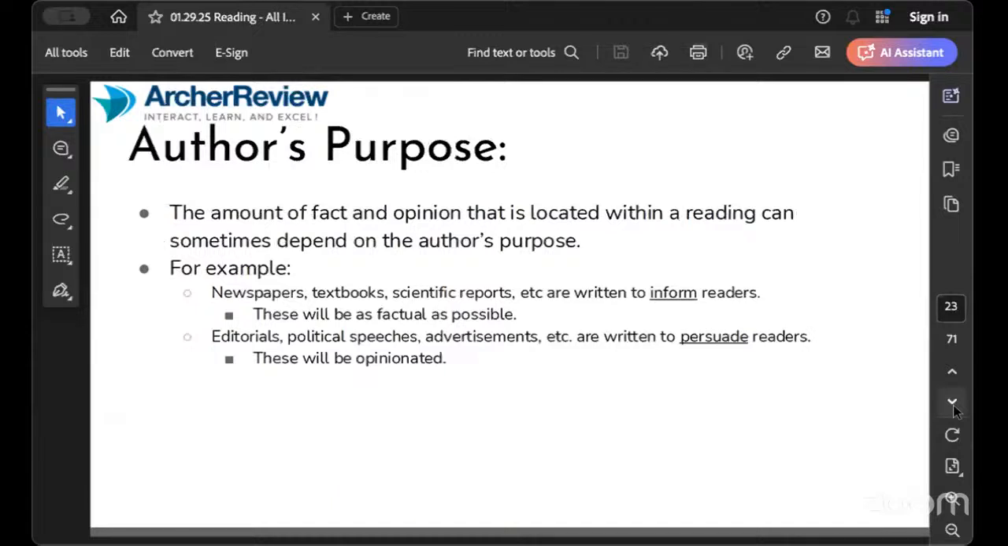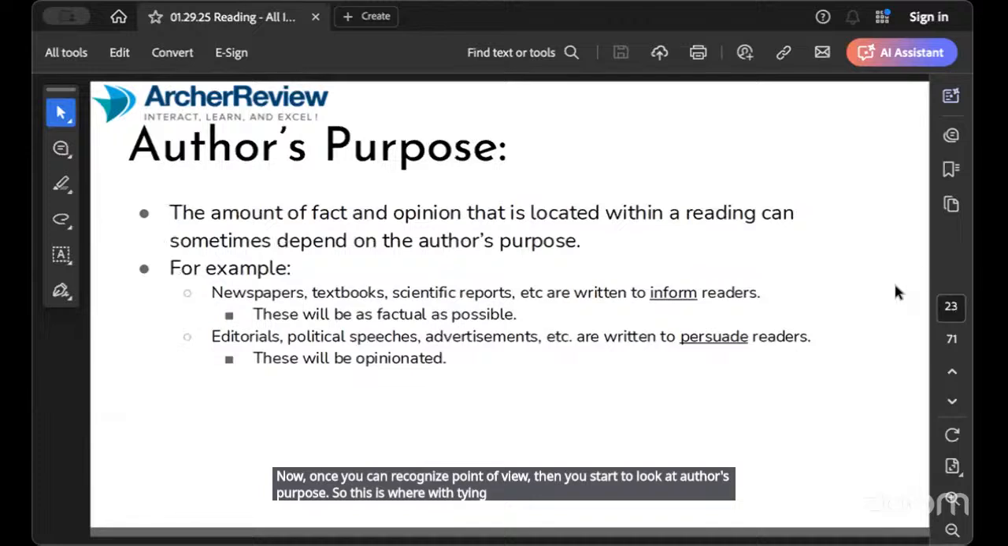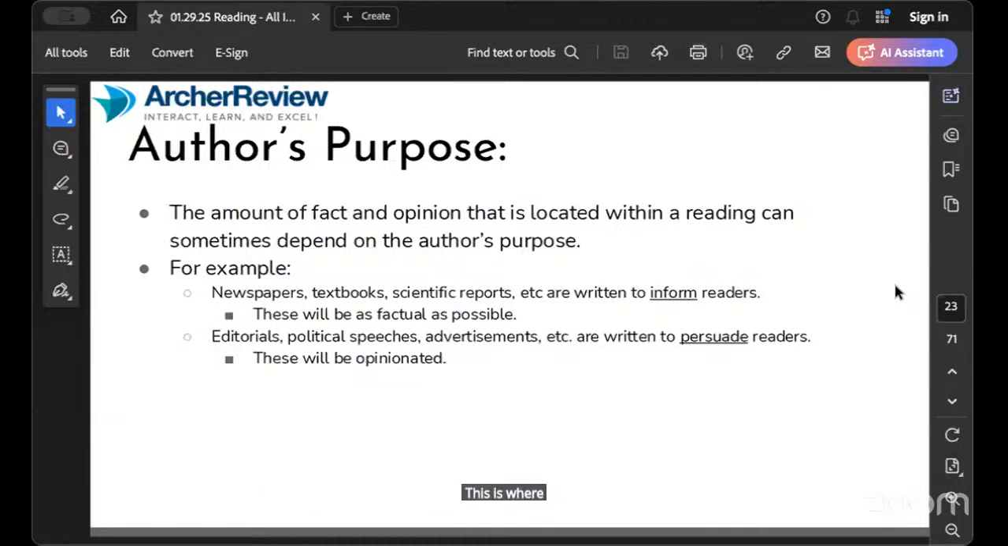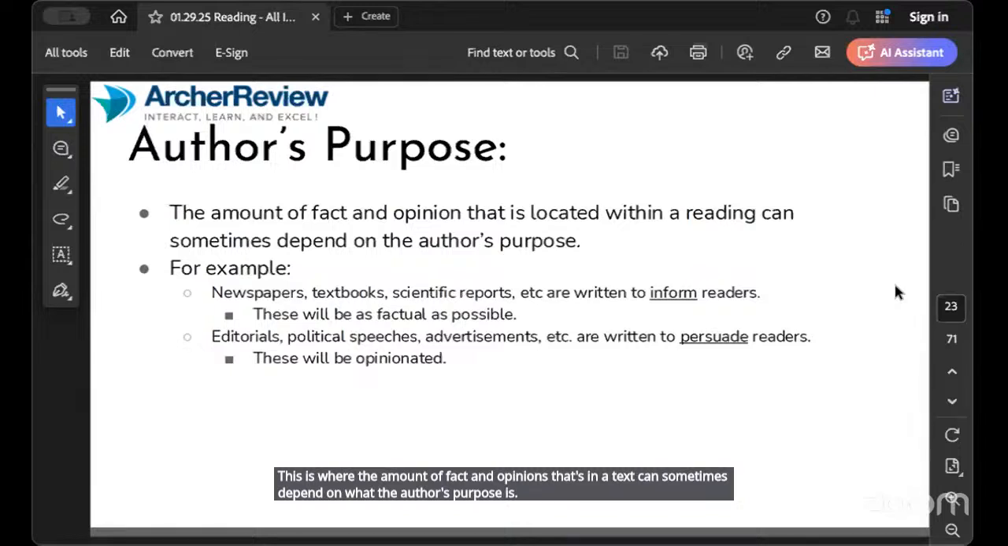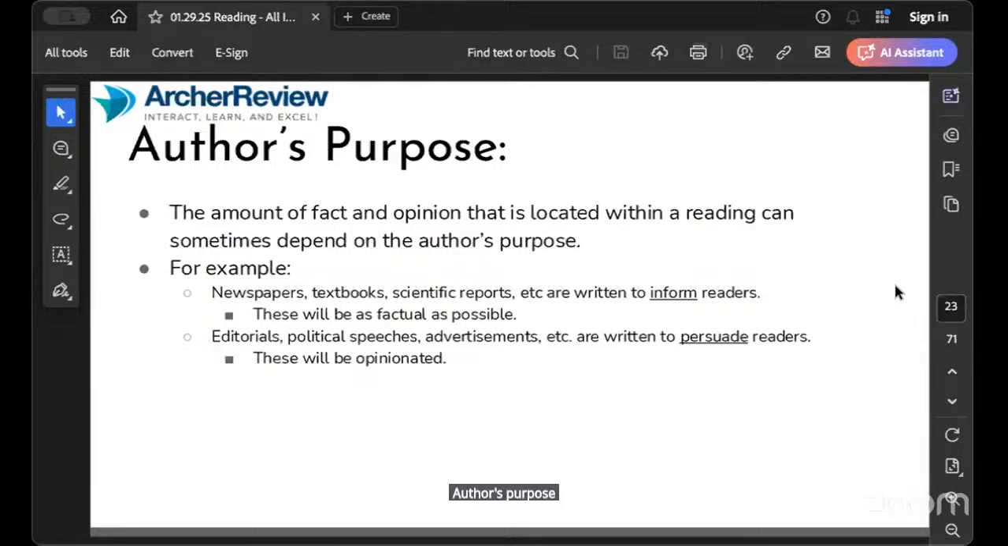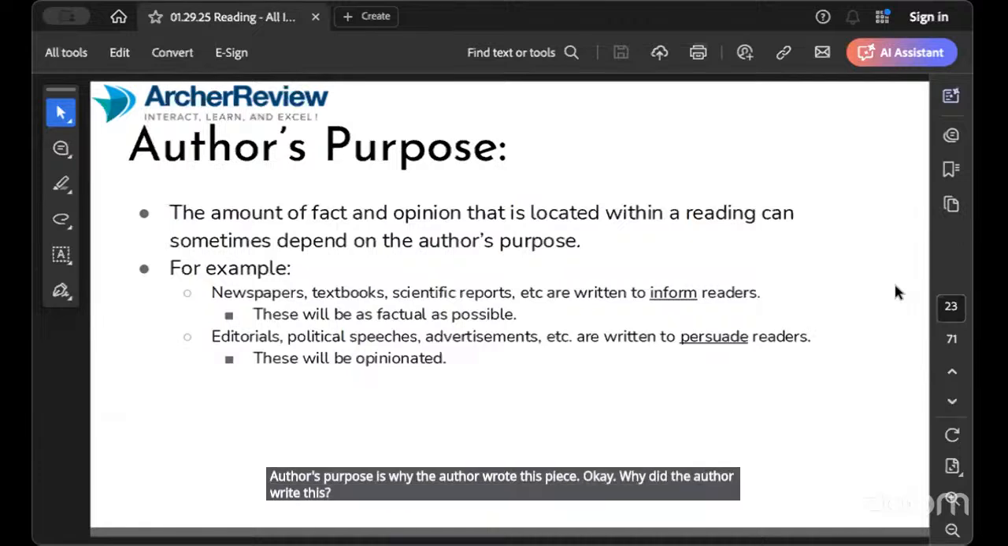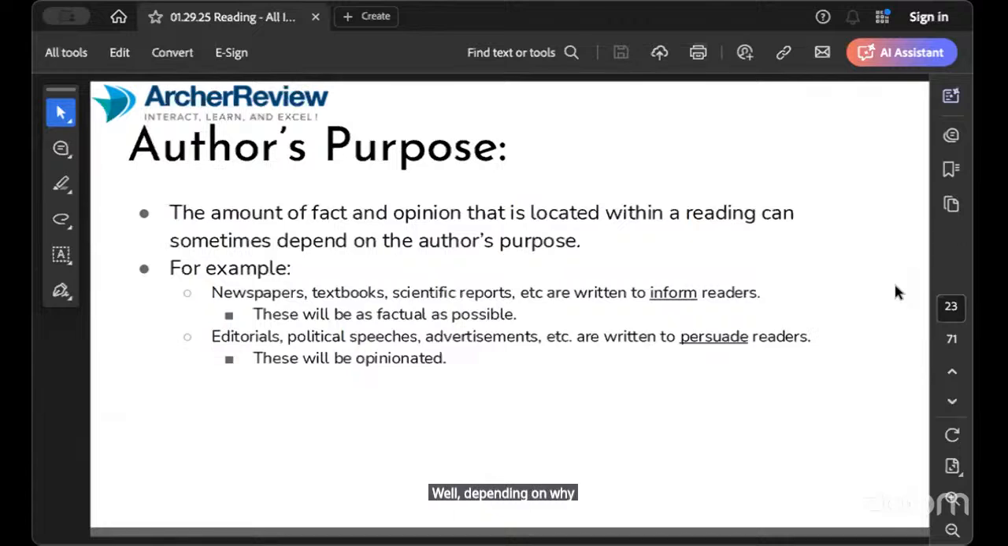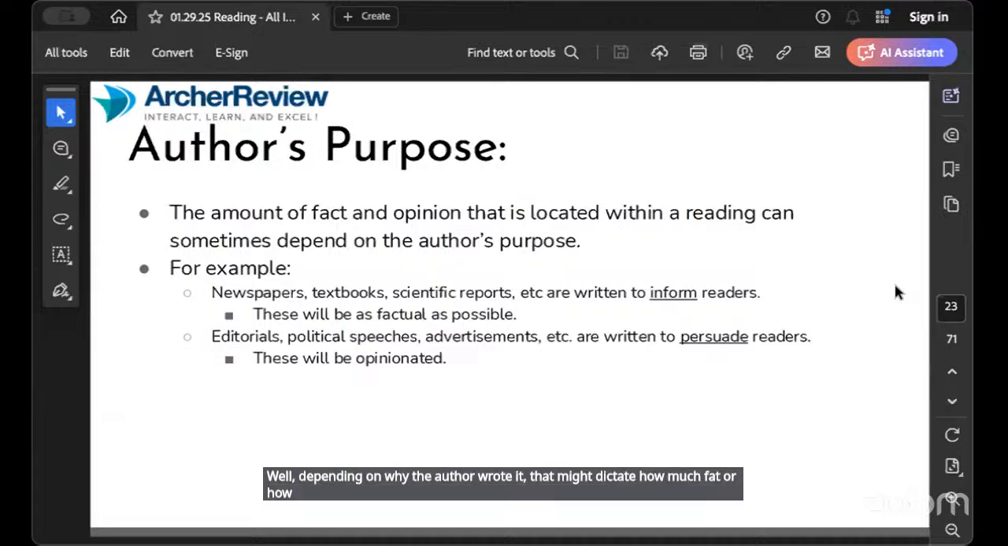Now, once you can recognize point of view, then you start to look at author's purpose. So this is where, tying it into fact versus opinion, the amount of fact and opinions that's in a text can sometimes depend on what the author's purpose is. So author's purpose is why the author wrote this piece. Okay? Why did the author write this? Well, depending on why the author wrote it, that might dictate how much fact or how much opinion that author chooses or needs to put within the writing.